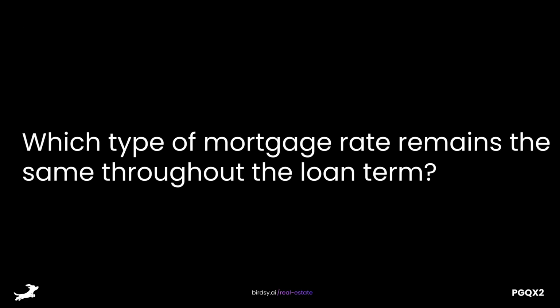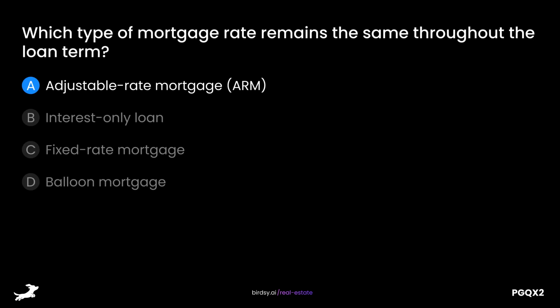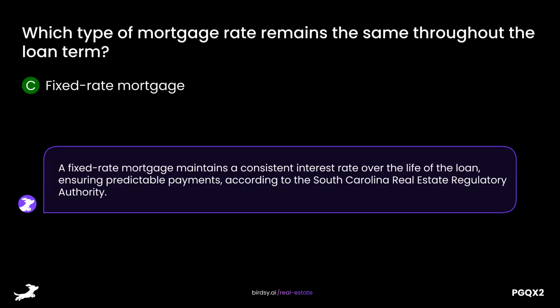Which type of mortgage rate remains the same throughout the loan term? Is it A, adjustable rate mortgage, ARM? B, interest-only loan? C, fixed-rate mortgage? Or D, balloon mortgage? The answer is C, fixed-rate mortgage. A fixed-rate mortgage maintains a consistent interest rate over the life of the loan, ensuring predictable payments, according to the South Carolina Real Estate Regulatory Authority.